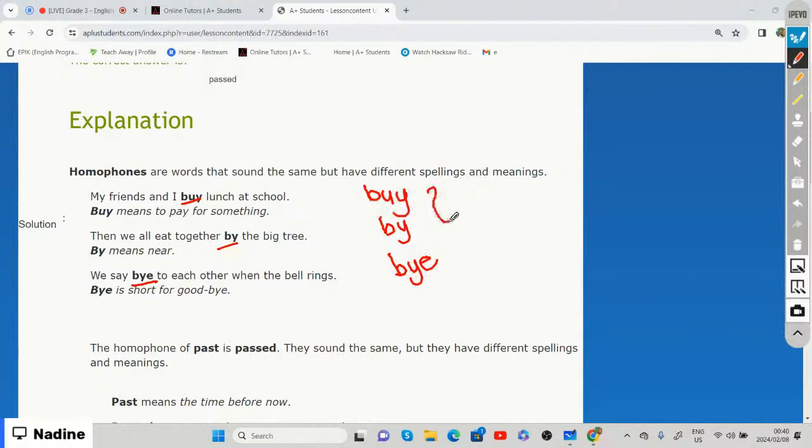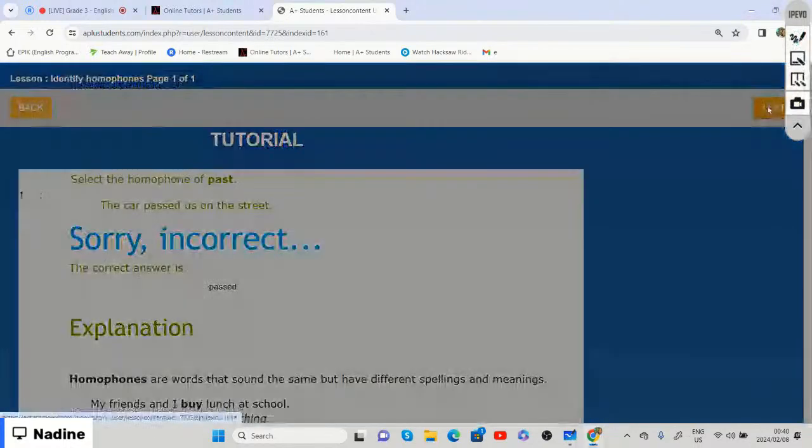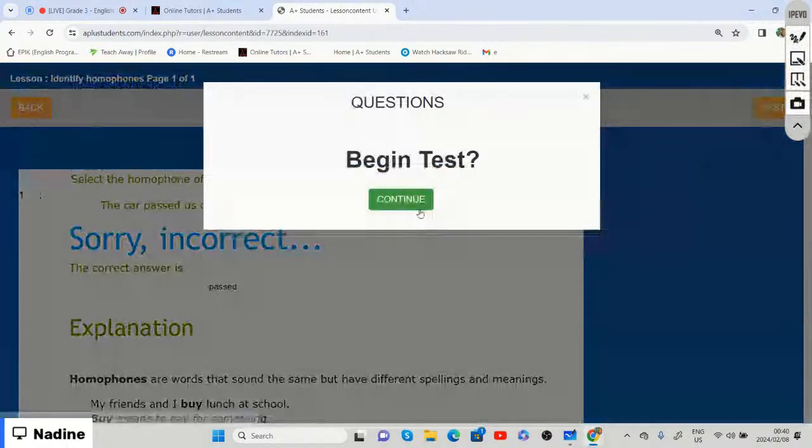And as you can listen to all of these three words, buy, by, and bye, these are homophones. And it's words that sound the same, but it's words with different spelling as well as different meanings. All right, now we're going to our test where we identify homophones.